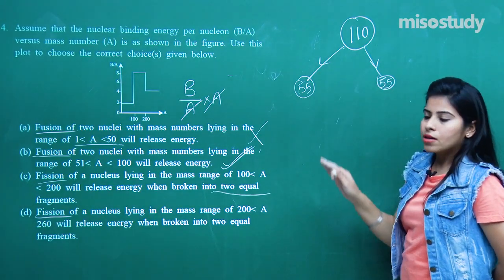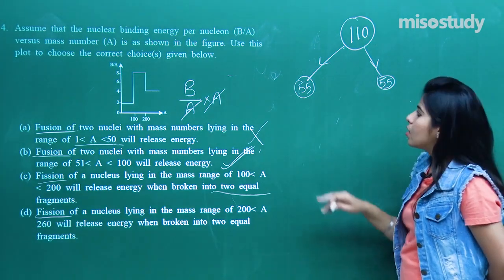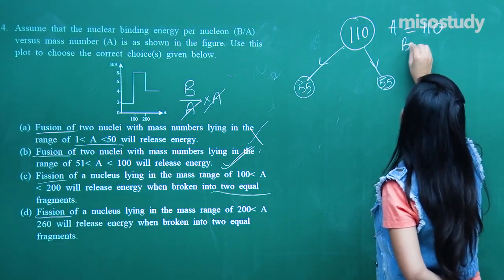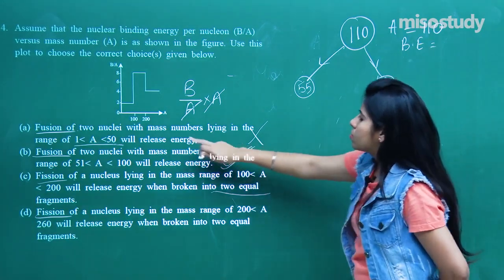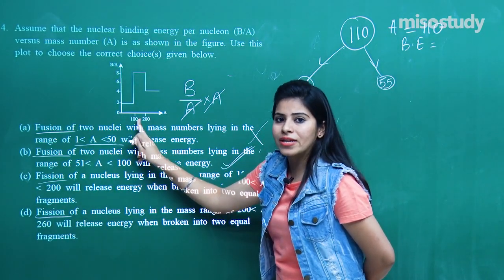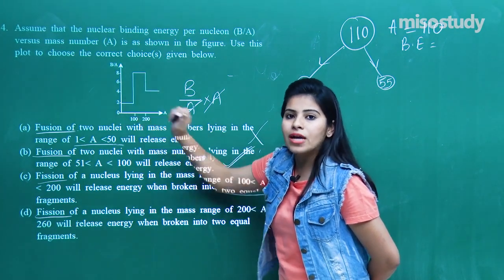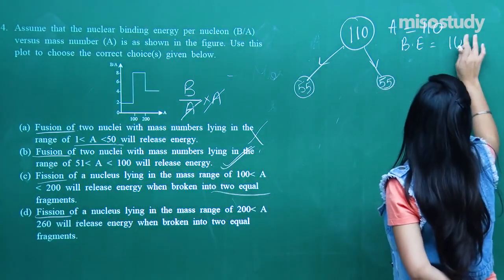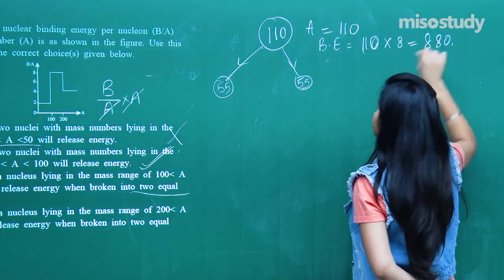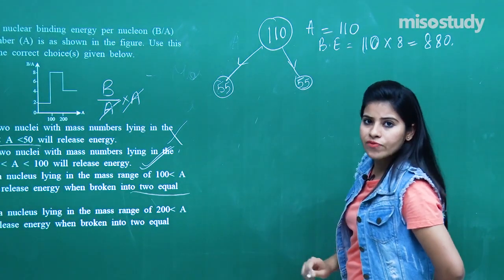Isn't it? Because it has to break down into two, so that must be 55, 55. Now in this case, since your mass number is 110, your binding energy per nucleon will be 8, because 110 lies here. So you have to multiply 110 by 8, which gives 880. That is the binding energy for this case, before it breaks into 55, 55.